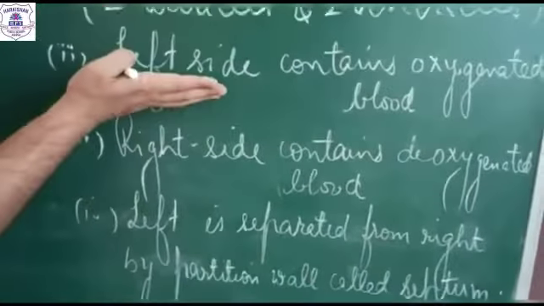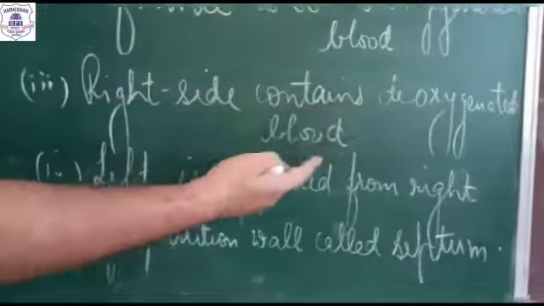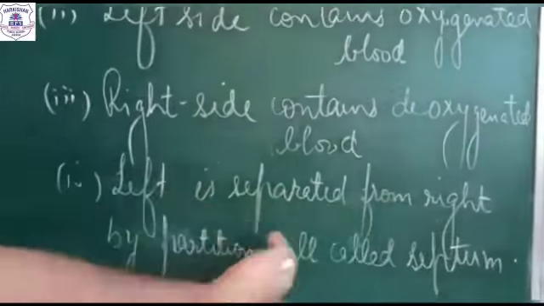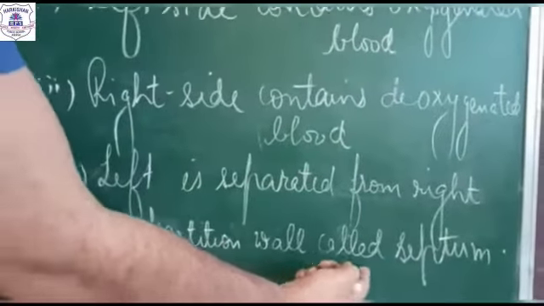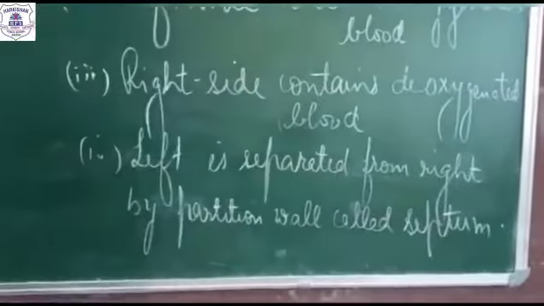Now this left part, which is the oxygenated one, and the right part, which is the deoxygenated one, are separated from each other through a wall. That wall is called the septum.